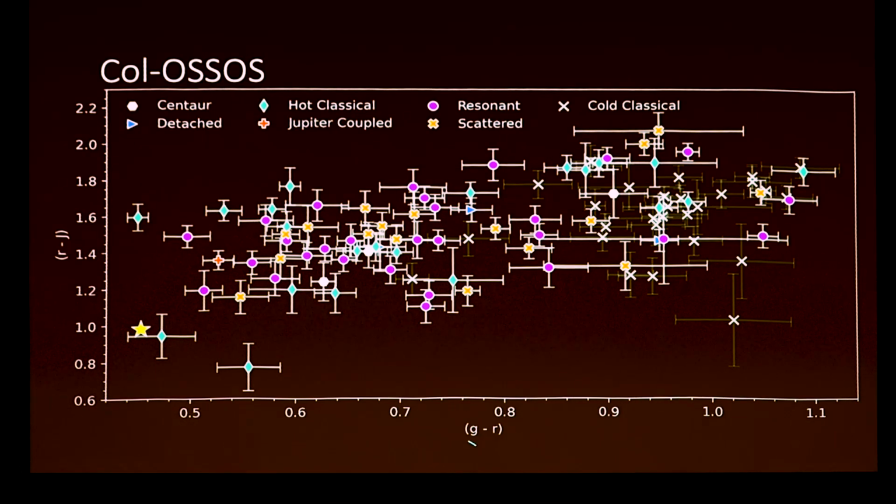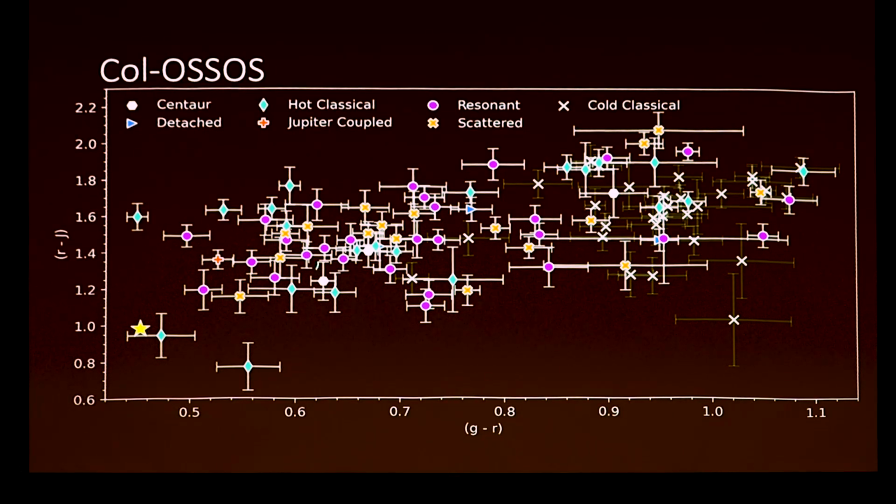Here you have your optical colour, G minus R, down the x-axis, and then R minus J, near infrared, up on the y. These points and colours are just related to the OSSOS dynamical classification. So you can see solar colours down here, lots of dynamically excited objects, lots of cold classicals over here.